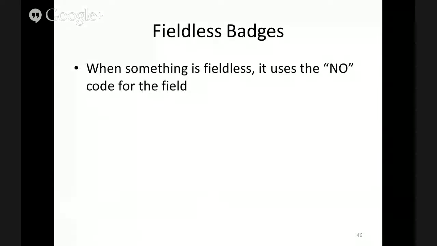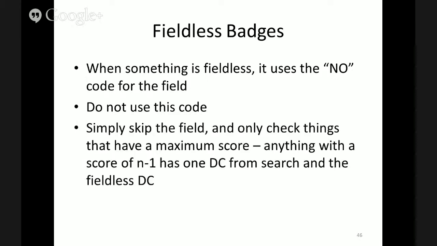All right, fieldless badges. When something is fieldless, it gets a code NO for the field. Right? Just like we had PPAL and Profess and such. Don't use it. The reason you don't want to use it is because if you use no, you will get a mismatch against fielded devices, but it will give you a match against other fieldless badges, which is wrong. Right? It's got a DC against other fieldless badges. So simply skip describing the field, and now you only have to check the maximum score of N-1, because you have 1 DC for the field already in the bag. You only need to find things that have anything with 1 more DC from the complex search form is automatically clear. So you're only checking things that have the maximum score. So just leave that blank. Does that make sense? Yeah.